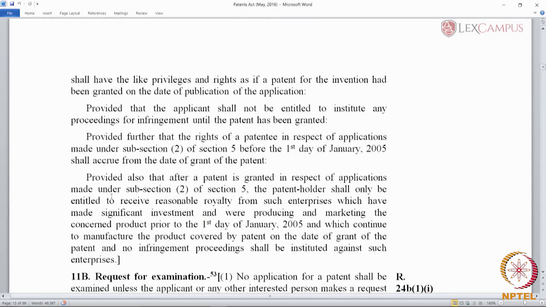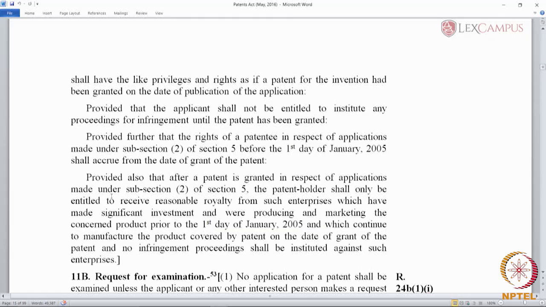There is a third proviso to 11A(7). It states that, provided also that after a patent is granted in respect of applications made under 5(2), the patent holder shall only be entitled to receive a reasonable royalty from such enterprises which have made significant investment and were producing and marketing the concerned product prior to 1/1/2005 and which continue to manufacture the product covered by the patent on the date of grant of the patent, and no infringement proceedings shall be instituted against such enterprises.